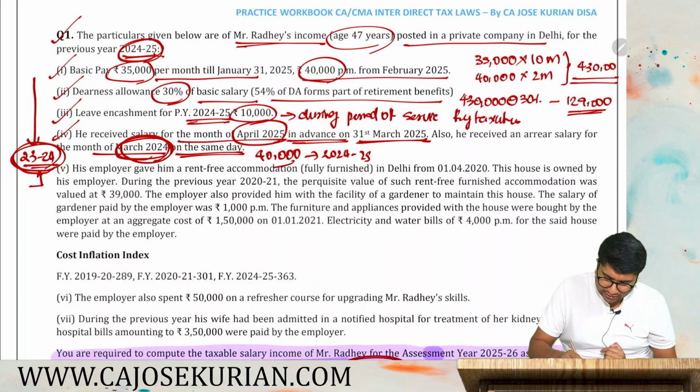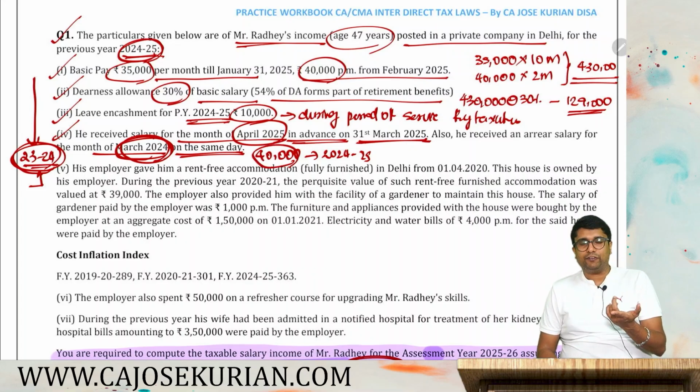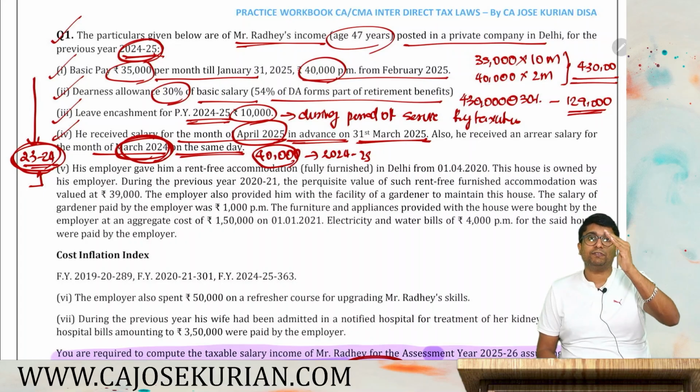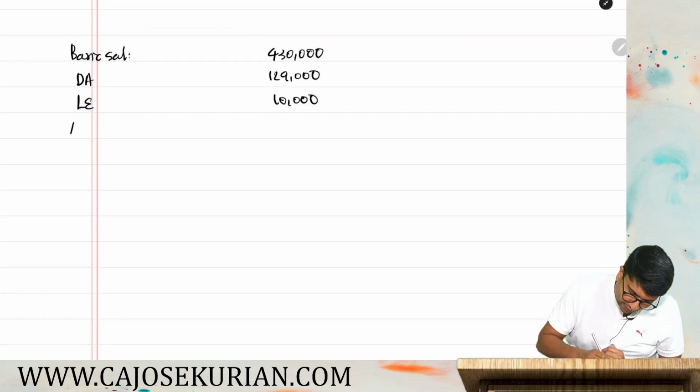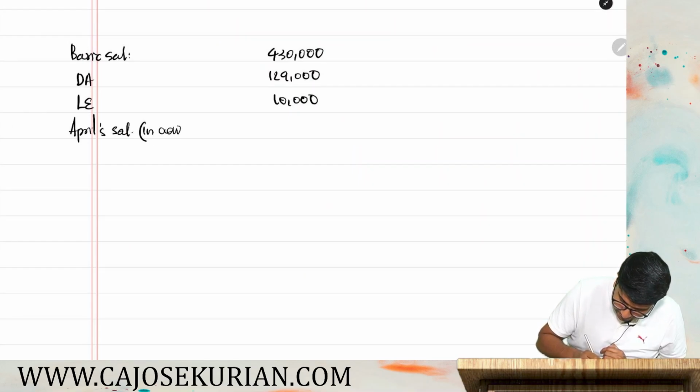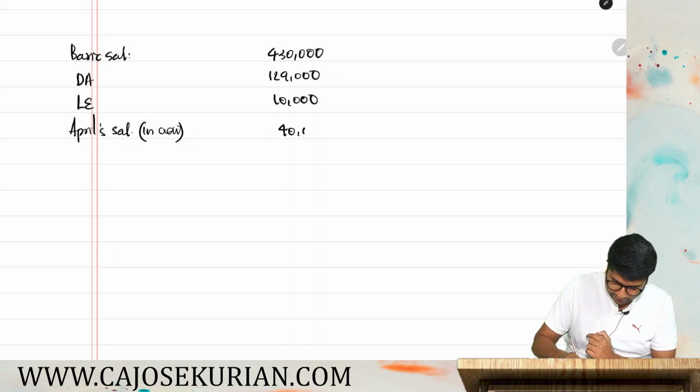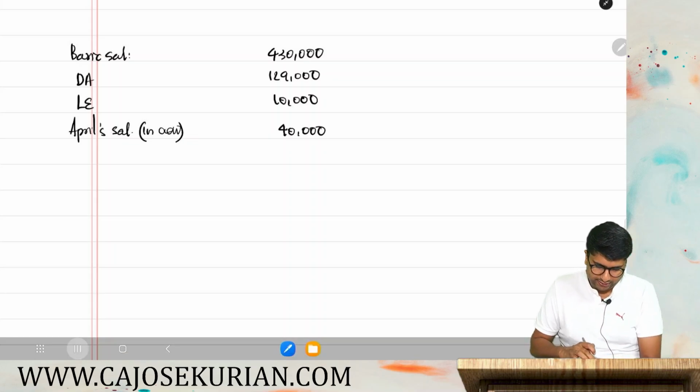So this 40,000 advance of salary definitely will be taxable, because basic salary shall be taxable on the basis of due or receipt, whichever is earlier. So this 40,000 shall be taxable over here. So April's salary in advance, 40,000 you have to definitely tax as a part of the taxable salary.